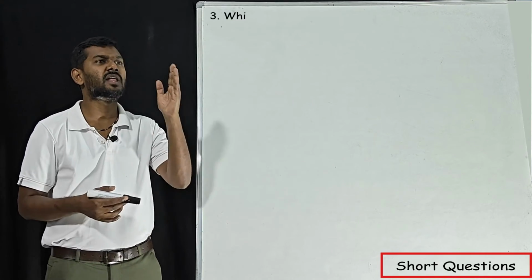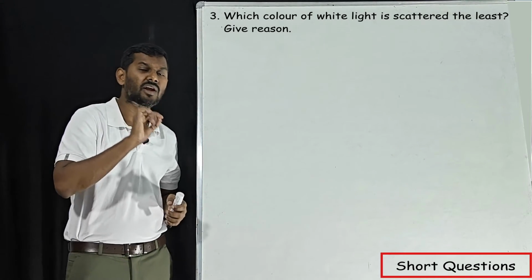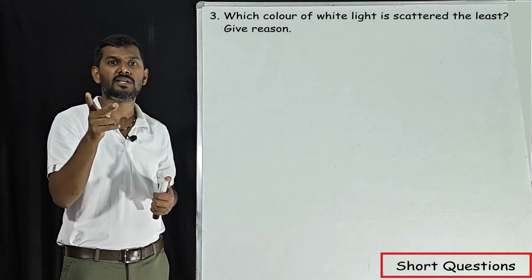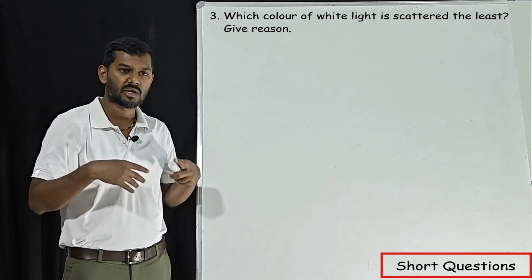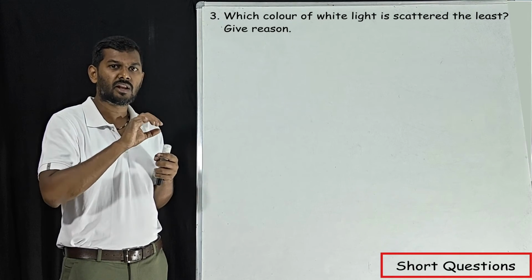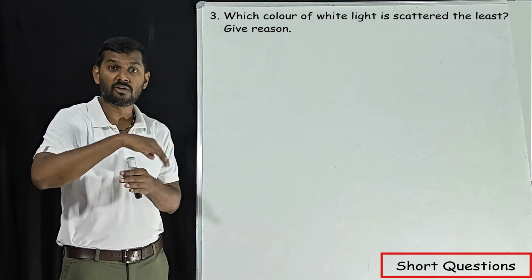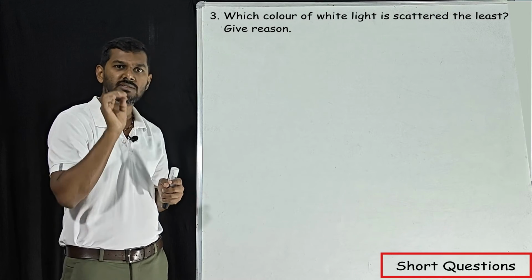Our next question: which color of white light is scattered the least? Give reason. Here they are not asking for the wavelength. They are talking about scattering. You need to understand the difference. Wavelength is different, scattering is different. Few students, when they are in a hurry, if they are talking about wavelength, they will answer for scattering. So this kind of mistakes you need to avoid. Slowly, calm, with peace of mind, you have to answer the question.